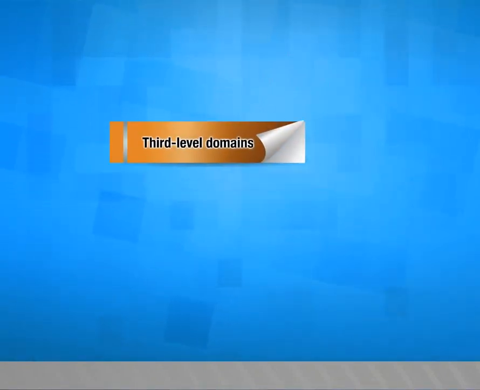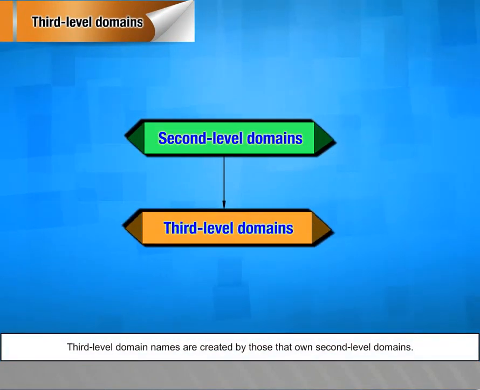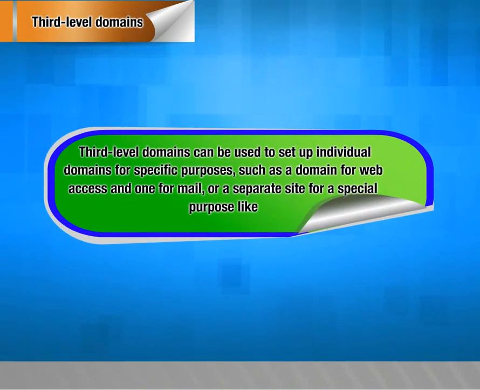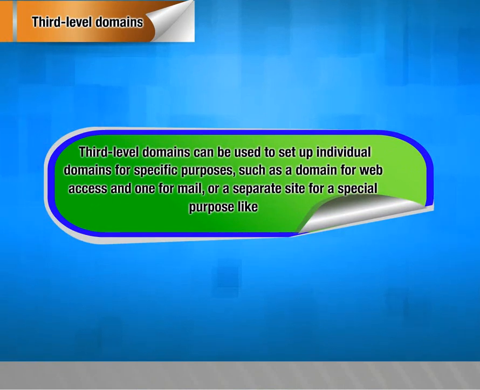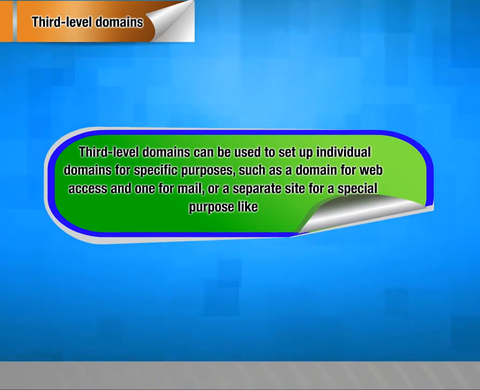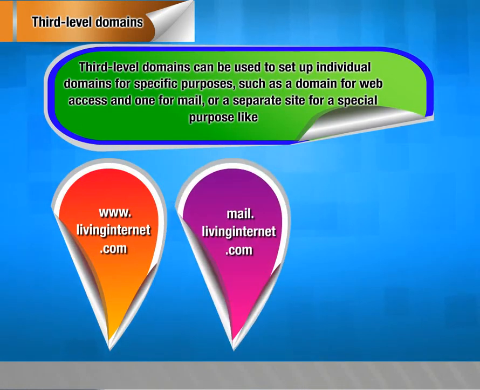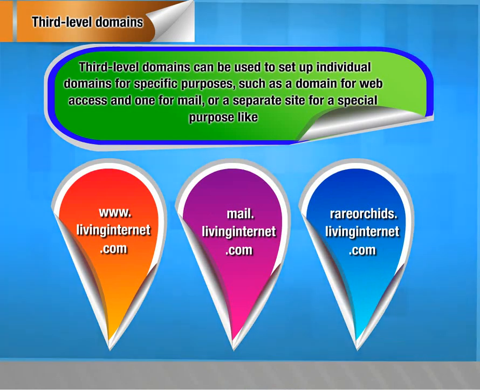Third-level domains. Third-level domain names are created by those that own second-level domains. Third-level domains can be used to set up individual domains for specific purposes, such as a domain for web access and one for mail, or a separate site for a special purpose like www.livinginternet.com, mail.livinginternet.com, rareorchids.livinginternet.com.